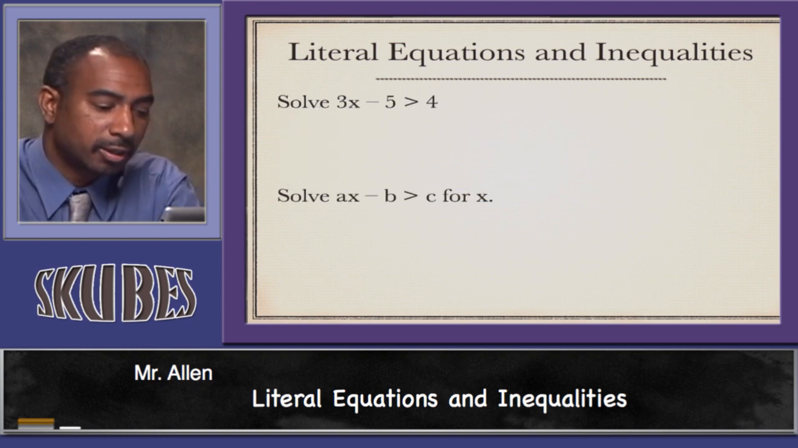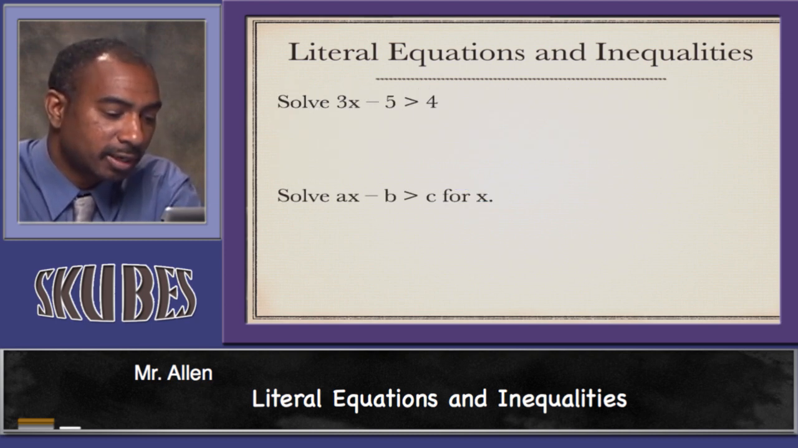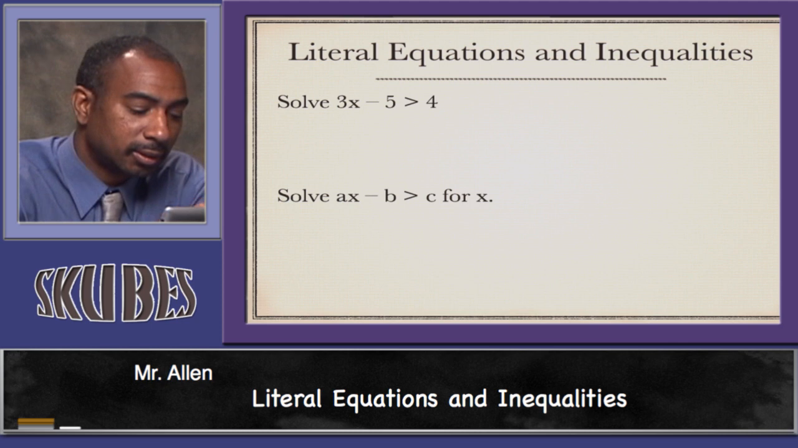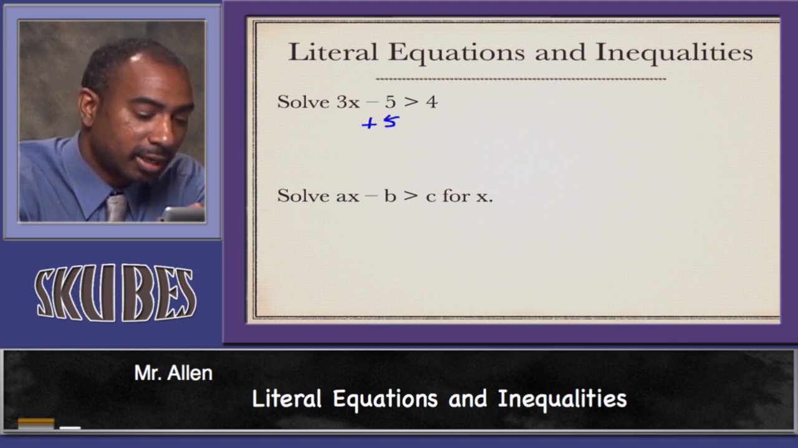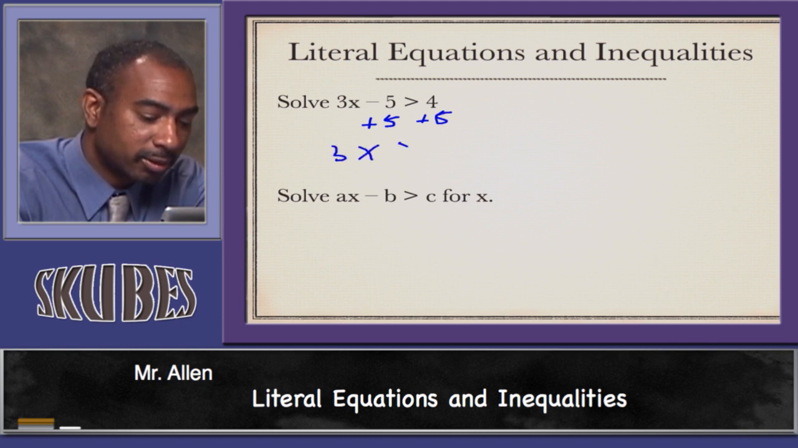All right, solve the inequality 3x minus 5 is greater than 4. So from the previous lesson, we know how to solve that. So you're going to add 5 to both sides. So you get 3x is greater than 9. And you divide both sides by 3. So you get all numbers that are greater than 3.